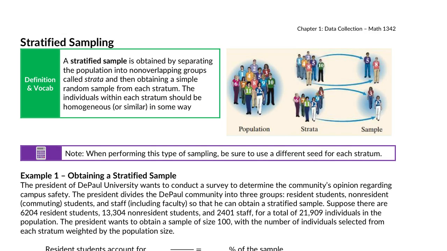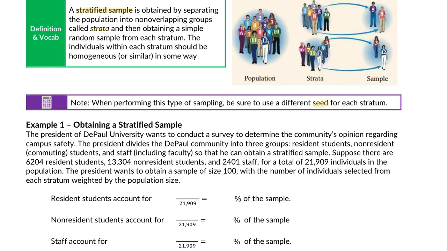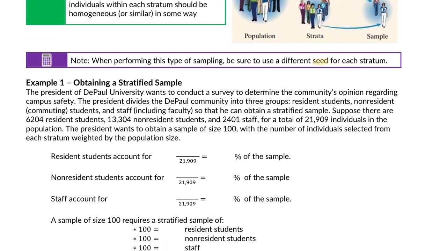Stratified sampling. A stratified sample is obtained by separating the population into non-overlapping groups called strata, and then obtaining a simple random sample, like we did in the other notes, from each stratum. The individuals within each stratum should be homogeneous, or similar in some way. Calculator note for you: when performing this type of sampling, you need to set a different seed for each stratum you sample, so that you get a completely new set of random integers. So let's see what this looks like. We have a nice image showing the population getting put into strata and then pulling samples from those.